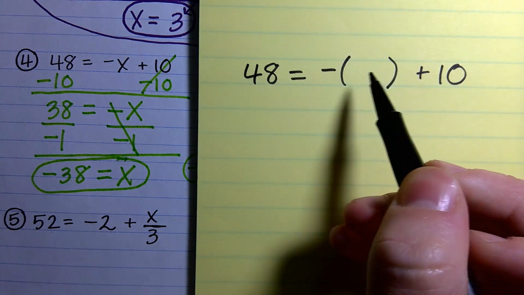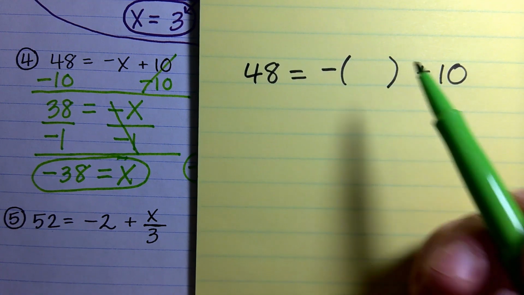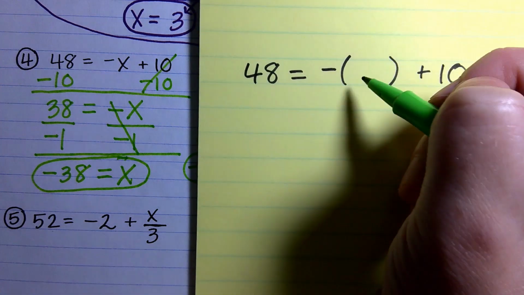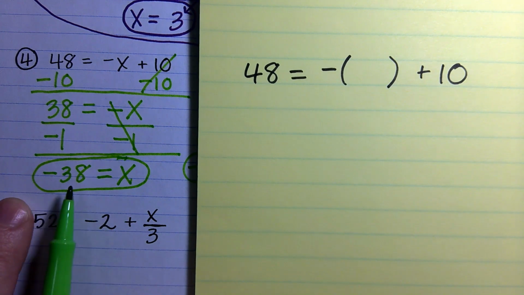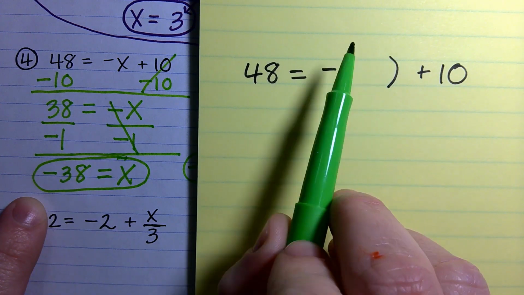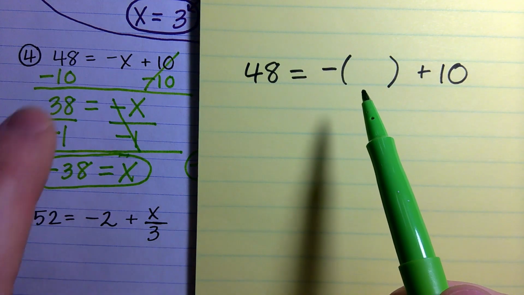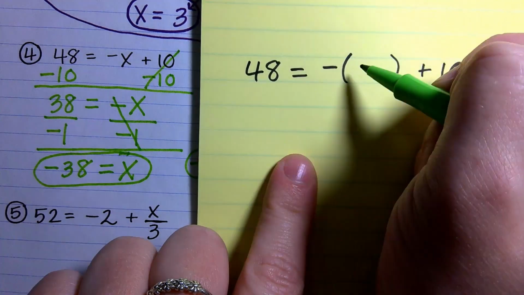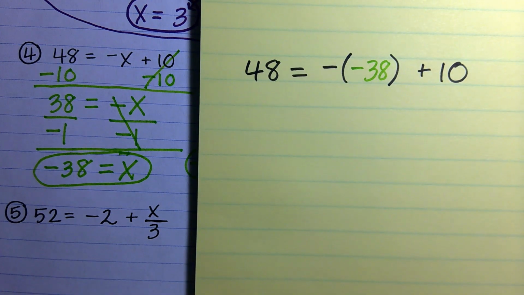So I like sometimes to just put a parentheses where my x would go, and then I'm going to put my value in for x. So what do I write inside the parentheses? 38, because it's already a negative. Oh, so here's where people might get messed up. Our x is negative 38. So I want x to go in here. This negative is part of the equation. It's not part of x. So I need to still write negative 38 like that.